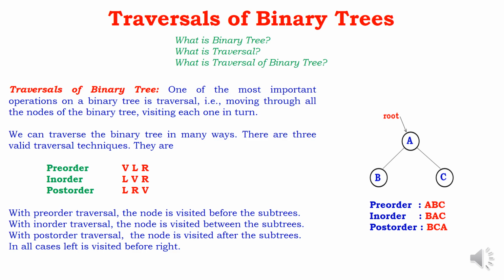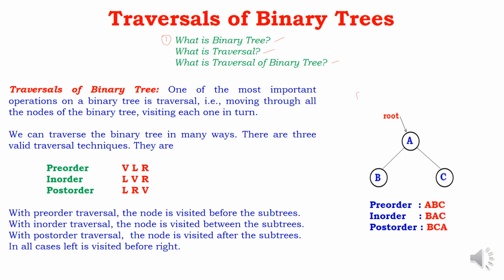Today we are going to discuss traversals of binary trees. First of all, we should know what is a binary tree, what is traversal, and what is traversal of binary tree. First one, what is binary tree? Binary tree is either empty or it consists of a node called root node together with two binary trees, left binary tree and right binary tree.